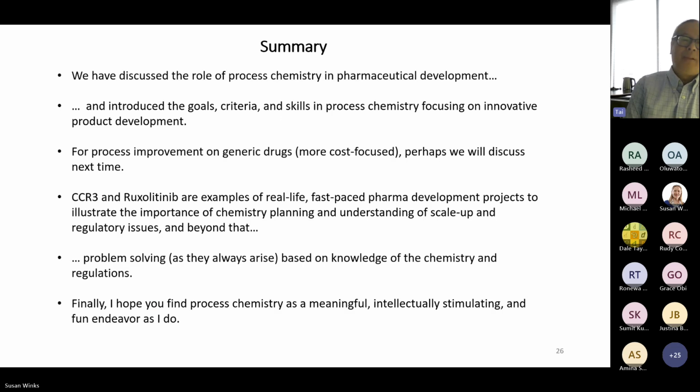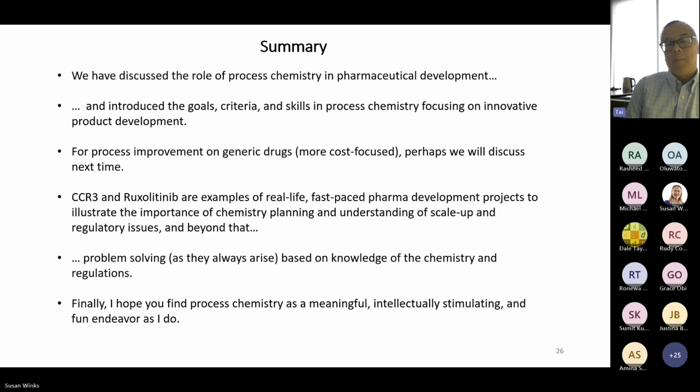So this is the final summary of what we talked about. We discussed the role of process chemistry, and we introduced the goals, criteria, and skills needed to do this business for 2 innovative products. And of course, there is a lot of work done on process development and improvement on generic drugs, which are a little bit more cost-focused, which we didn't have time to talk about today. The CCl3 compound and Ruxolitinib, I want to show you they are really real-life, fast-paced projects that I think illustrate the importance of chemistry thinking and understanding of scale-up and regulatory issues.